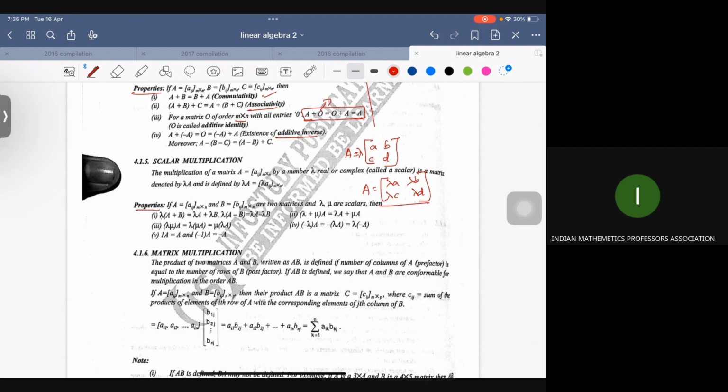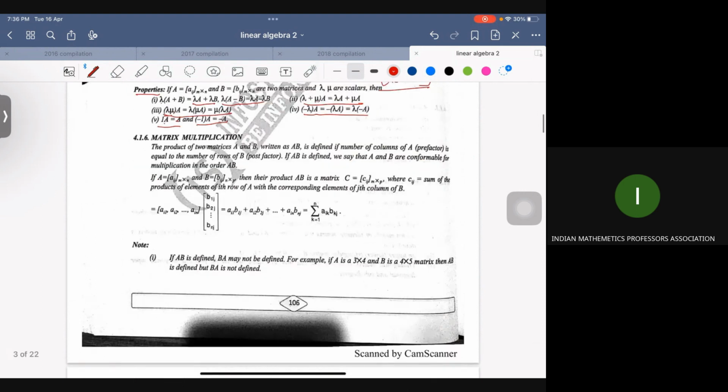Here lambda of A plus B is equal to lambda of A plus lambda of B. This is satisfied for lambda of A minus B also. And for any scalars lambda and mu, we have the distributive property. And for minus lambda, that is the additive inverse of the scalar, this condition is also satisfied, and the unit element: 1 into A is nothing but A, minus 1 into A is minus A.